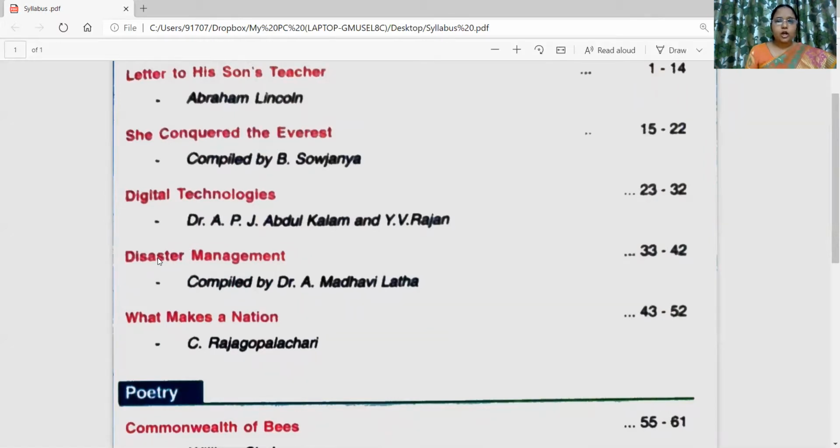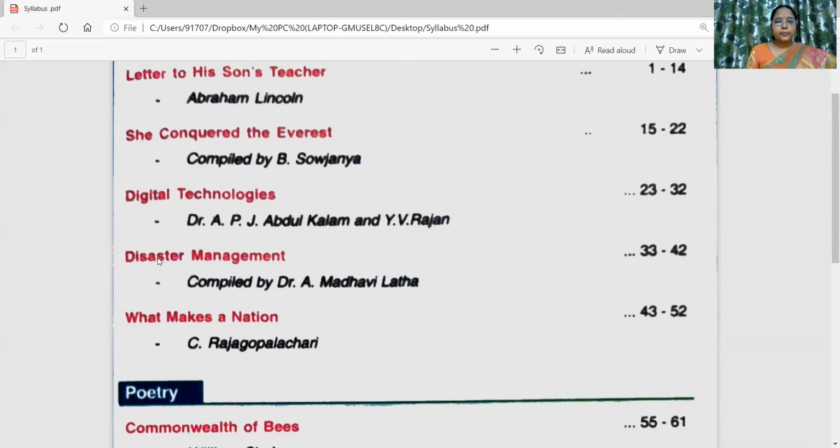Next lesson is She Conquered the Everest. This is compiled by B. Saujanya. She has reached the Everest mountain with a great willpower, as she is handicapped. She has been suffering, losing some limbs, but even though she has conquered the Everest. It's a great inspirational lesson for you. This is your second prose lesson.